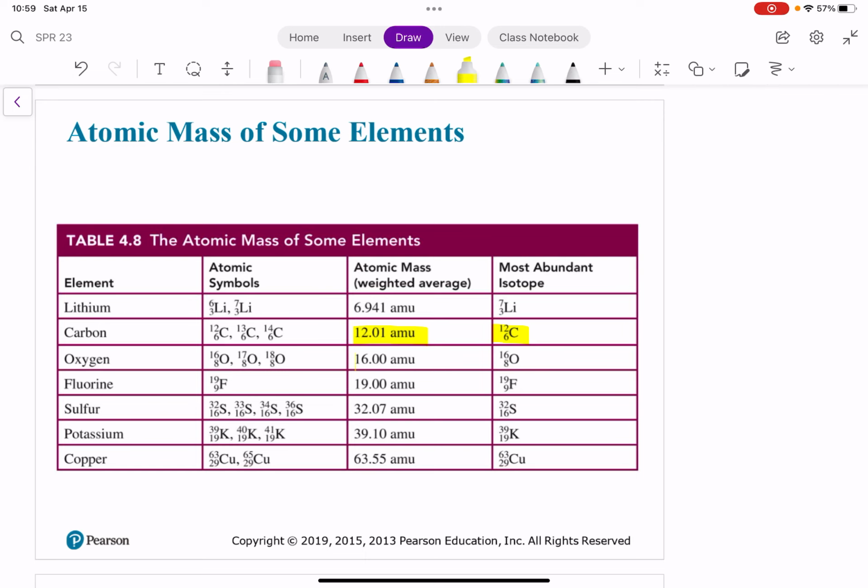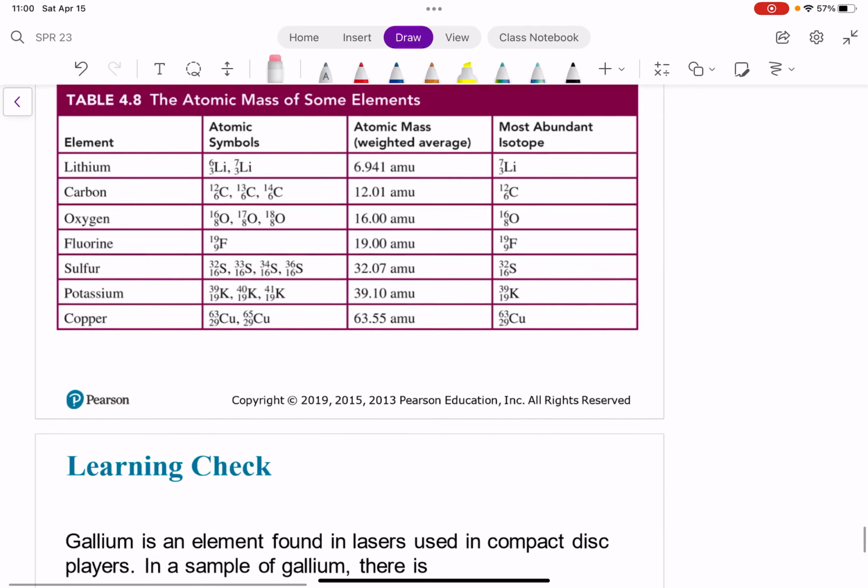Same thing with oxygen. Most of the oxygen that we have in our atmosphere is oxygen-16 rather than oxygen-18, right? So we don't have an 18 here, we have 16. So our mass is closest to the mass number of the most abundant isotope.